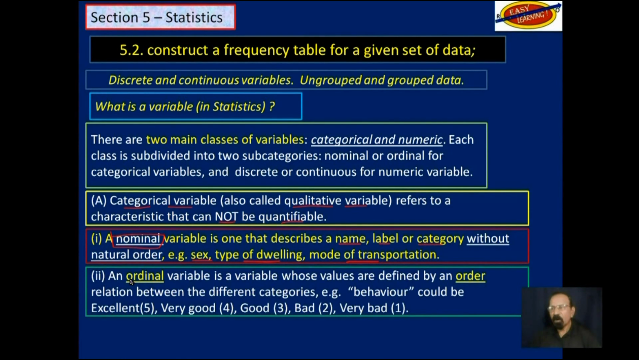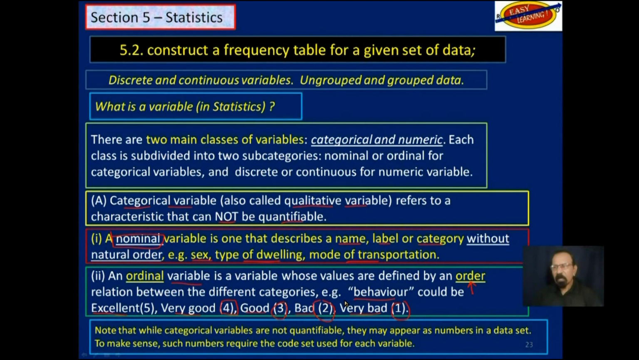And then you have the ordinal variable in the same categorical section. And these can be ordered. Like, let's deal with behavior. You could have excellent, very good, good, bad, and very bad. Sometimes a number is added to it, but you cannot add or subtract those numbers. They are just there to identify and to make it easy to order the categorical variable.